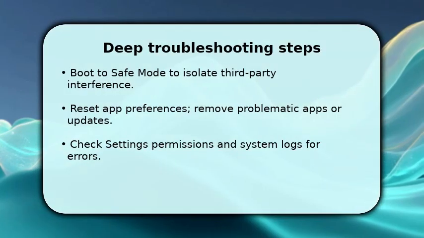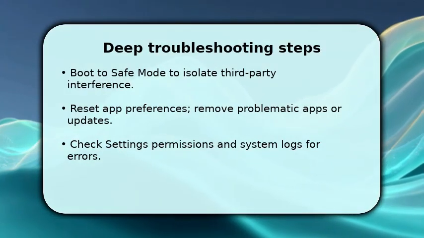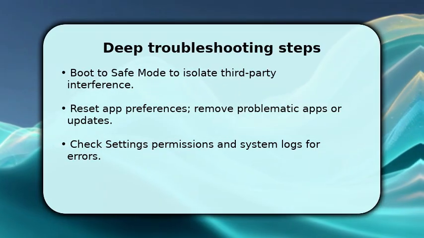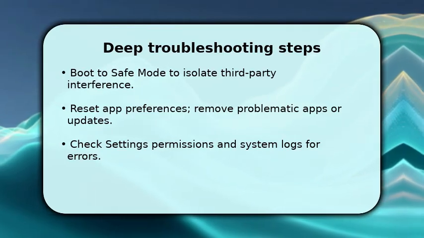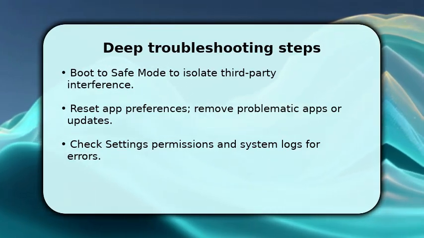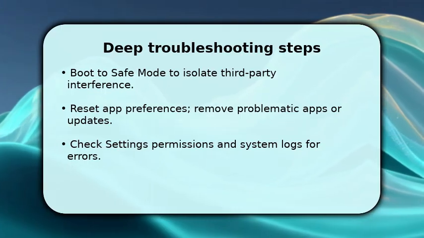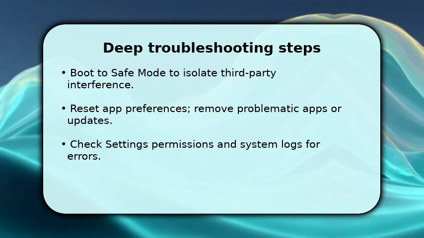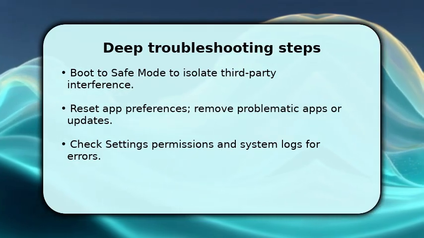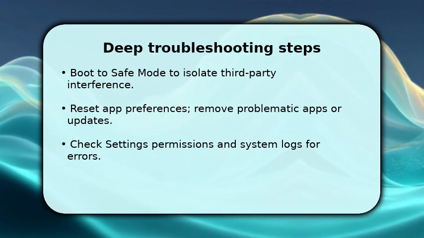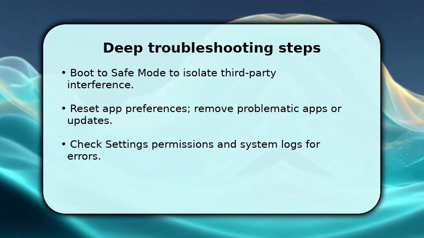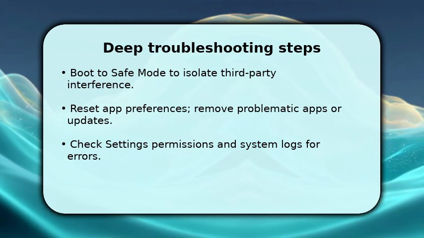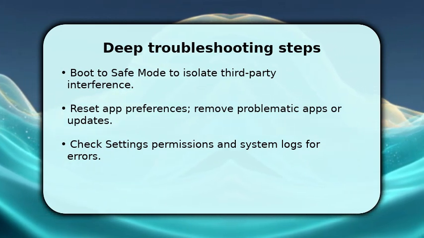If the problem persists, booting into safe mode helps determine if a third-party app is responsible. Safe mode runs only system apps. While there, reset app preferences to restore disabled system components and default behaviors that might block settings. If a recent app update correlates with crashes, uninstall that update or the app itself. Also inspect settings permissions and, if available, system logs to see which service fails. These actions identify and remove conflicts without erasing your personal data.